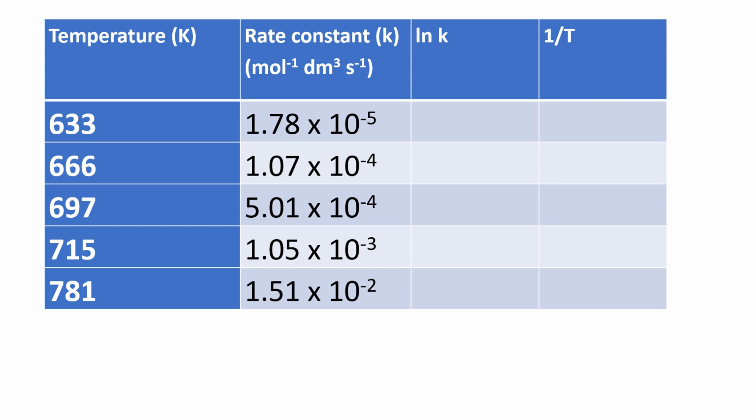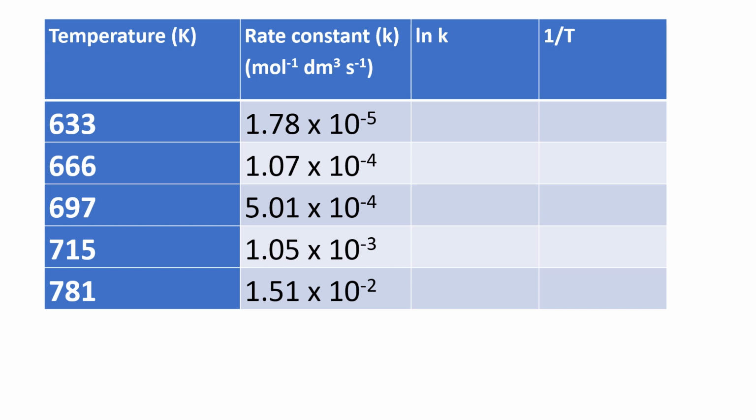Okay, so on the screen you've got the reaction was carried out at 5 different temperatures. Notice the temperature is in Kelvin, and the rate constant was measured for each. And you have to calculate the natural log of K, the natural log of the rate constant. Be really careful here, because you've got small k's and capital K's. Don't get them muddled up.